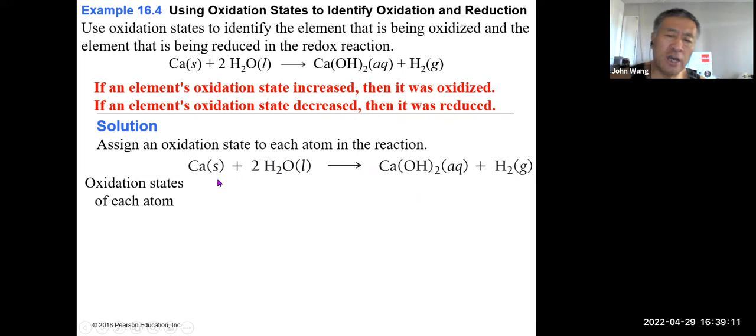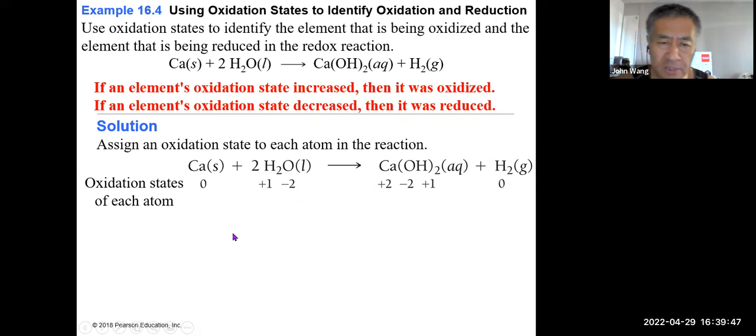For the few elements in this reaction, we just go by the rules again. The first one is calcium solid, which is a free element, so therefore zero oxidation state for each atom. Then in water, H will be plus one and O is negative two. In calcium hydroxide, calcium becomes plus two, oxygen is still negative two, and the hydrogen is still plus one, but not in this H2. H2 is a free element of hydrogen, so therefore it's zero.